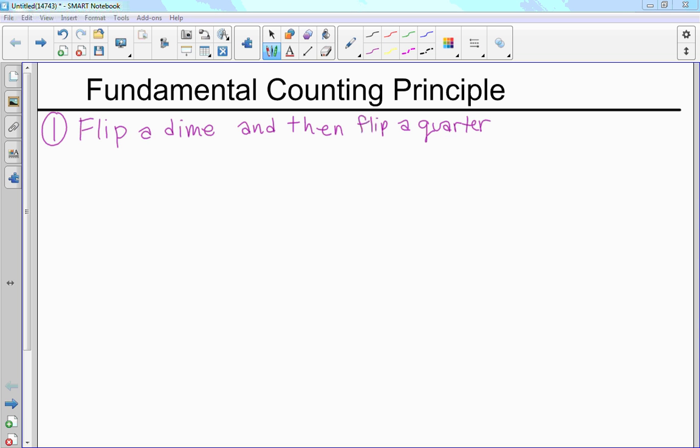So what's one outcome? We're flipping a dime and then flipping a quarter. We can get a heads on the dime and then a heads on the quarter, right? So heads, heads. What's another option? Tails, tails. Any more? Okay. Right, so assume that is 4 possibilities. All right, then 2 more scenarios, and then I'm going to assign you one of them to determine the number of possibilities. You need to write both down.